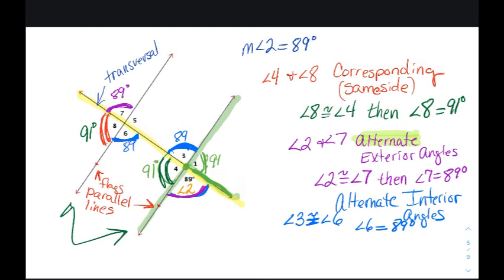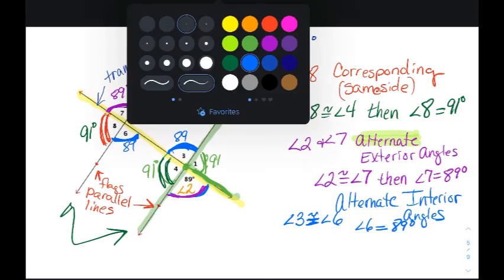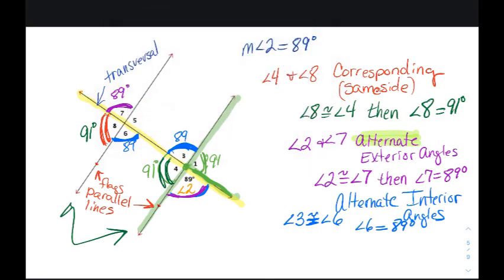And we also have another set of alternate interior angles. We have angle 4 as an alternate interior with angle 5. And again, based on the definition, they are equal. So angle 5 is equal to 91 degrees.